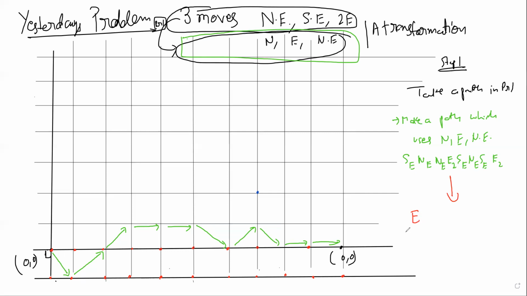So every time you see a southeast move, do an east move. Every time you do a northeast move, do a north move. Okay, every time you do an east E2 move, just do one diagonal move. Okay, and then continue like this. So every time southeast, you get an east move. Every time you're northeast, you get a north move. You get an east move, and you get a diagonal move.